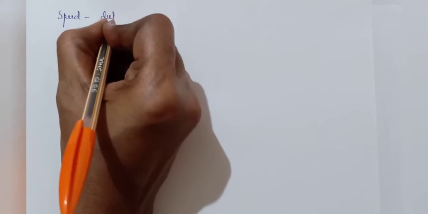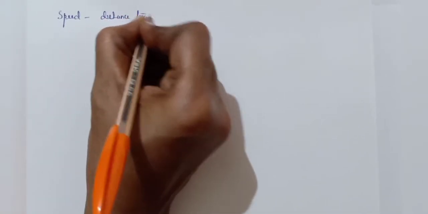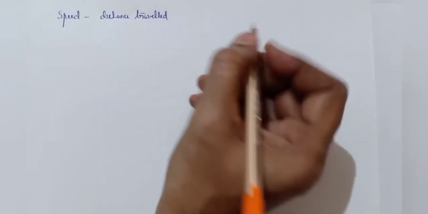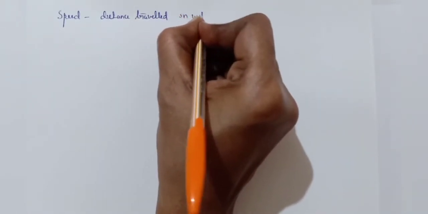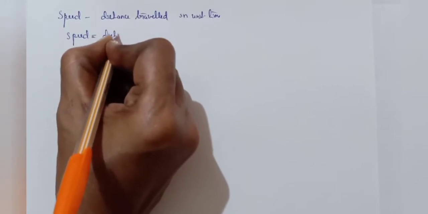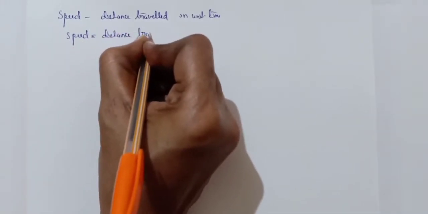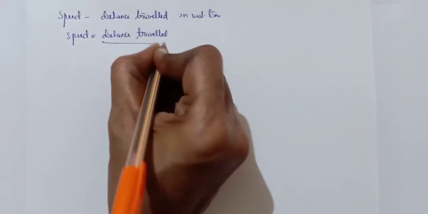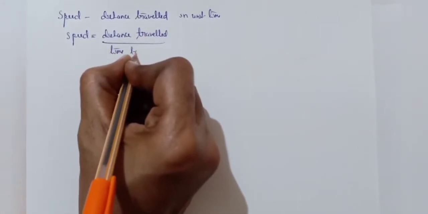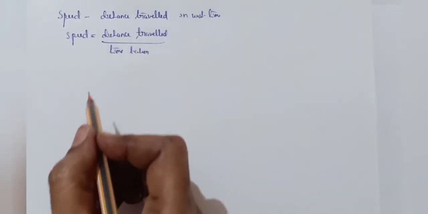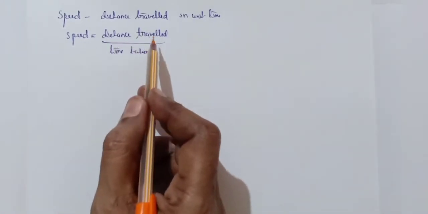So, we can define the speed as the distance traveled by the object in unit time. So we can express the speed as speed is equal to distance traveled by time taken.